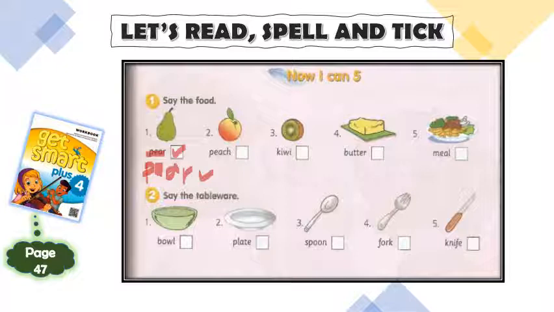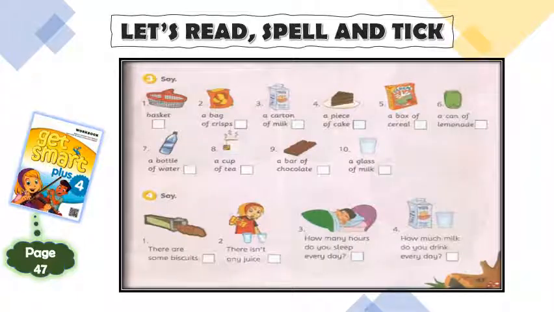So fish. Then you cover the word first and then you write here and then you check. If the spelling is correct, then you tick. So do the same for number 1 to number 5 for the food and the tableware. Do the same for this one. Activity 3. Read and spell and then tick. For number 4, you just have to say, there are some biscuits. If you can say it correctly, so you tick.